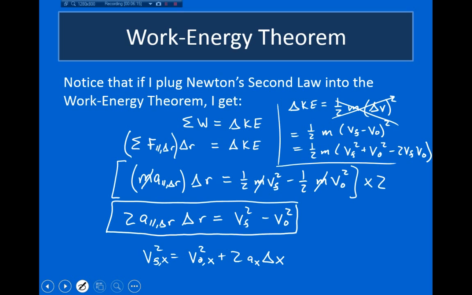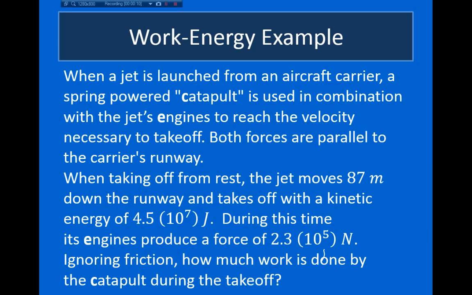So let's go ahead and look at a couple of examples. The first example says, when a jet is launched from an aircraft carrier, a spring-powered catapult is used in combination with the jet's engines to reach the velocity necessary to take off. Both of the forces are parallel to the carrier's runway. When taking off from rest, the jet moves 87 meters down the runway and takes off with a kinetic energy of 4.5 times 10 to the 7 joules. During this time, the engine produces a force of 2.3 times 10 to the 5th newtons. Ignoring friction, how much work is done by the catapult when the plane takes off?